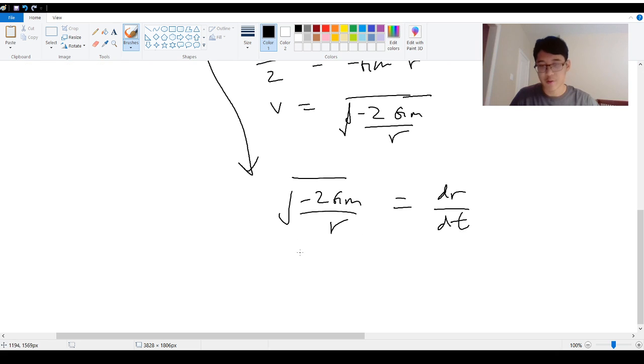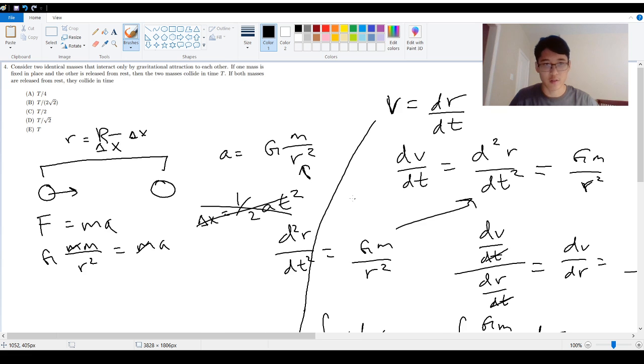So again, we can separate this out, so then we get square root r dr is equal to the square root of negative 2GM dt. I'm just multiplying by square root r on this side and multiplying by dt on this side. So again, we integrate both sides, but this time I'll actually add some bounds based on the question itself.